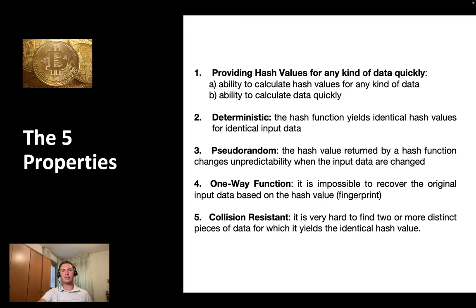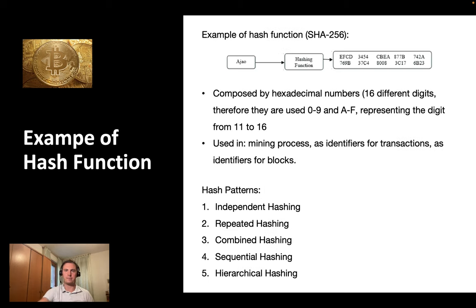And the last property is called collision resistant, meaning that it is very hard to find 2 or more distinct pieces of data which yield the identical hash value. In this case, you can consider the hash value created by the hash function as being unique and hence usable to identify the data.